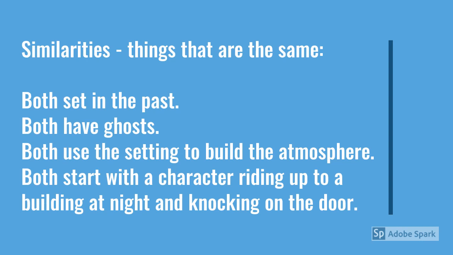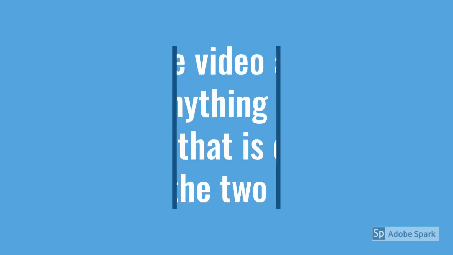Both poems use descriptions of the setting to help build up the atmosphere. In The Highwayman, the moon is a ghostly galleon sailing through the sky. In The Listeners, the poet describes the shadowy stillness of the deserted house and a bird flying away into the darkness. Another similarity that you might have noticed is that both poems start with a character riding up to a building at night and knocking on the door in the darkness.